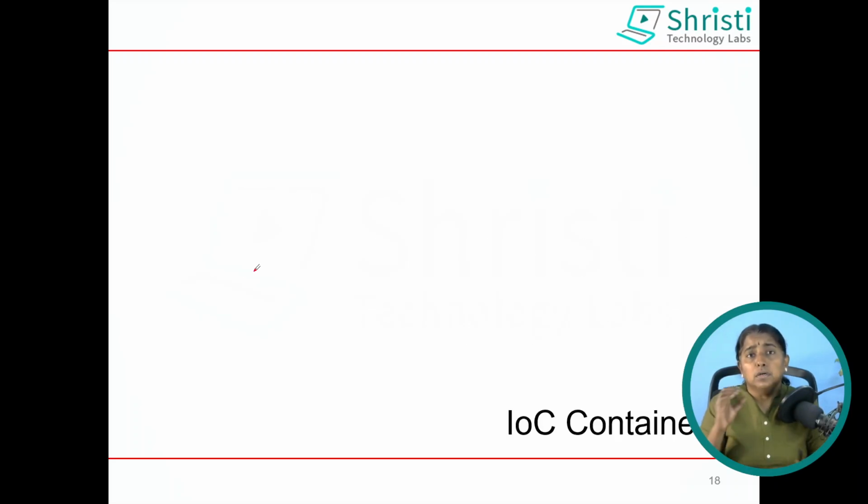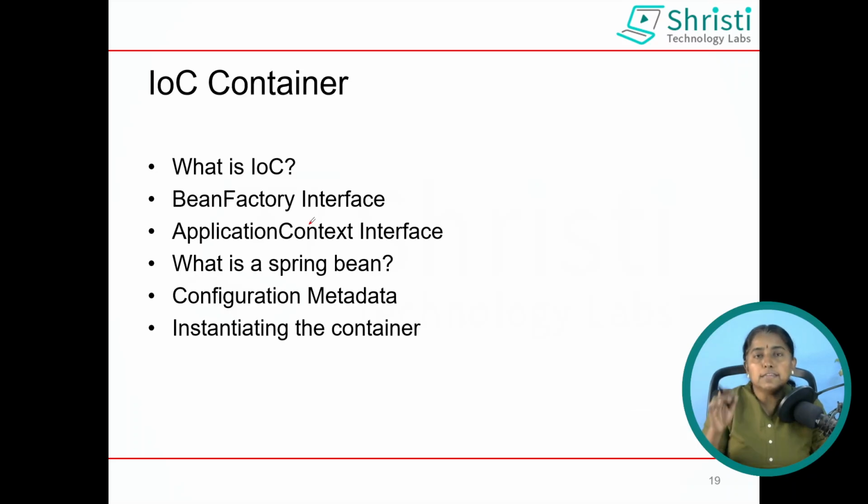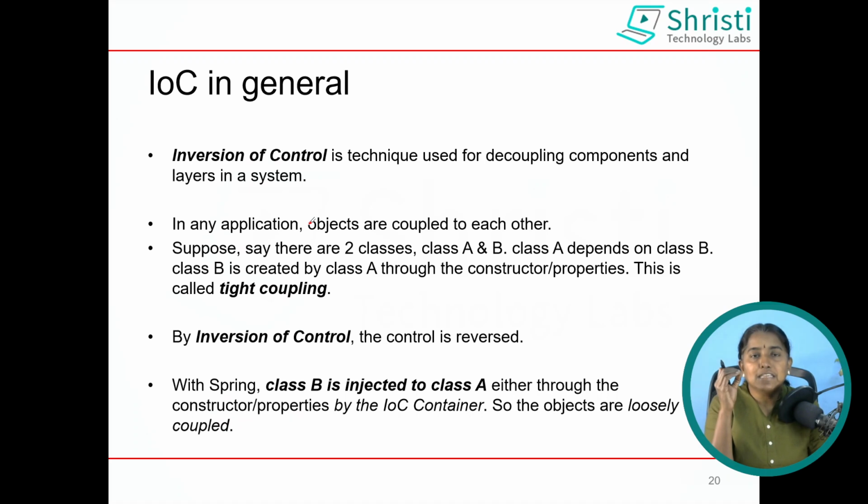Okay. Now let us enter into the main topic, that is IoC Container. These are the topics we will be discussing now. What is IoC? What is the meaning of an IoC container? The 2 IoC containers that are available. What is a Spring Bean? What is configuration metadata? I will explain it with a nice pictorial representation. Then you will get a big picture of how Spring Framework works. Okay. What is IoC? IoC means inversion of control. It is a technique for decoupling the components and layers in an application.